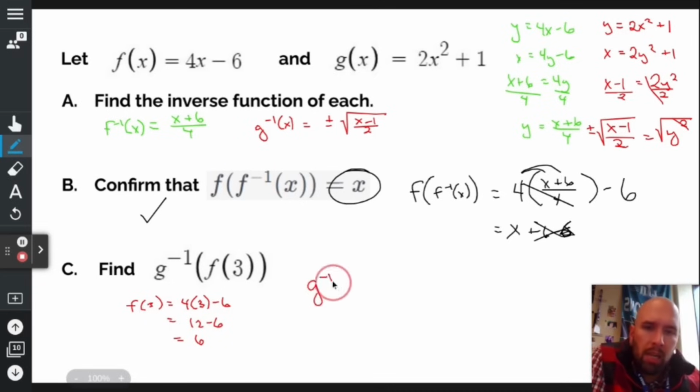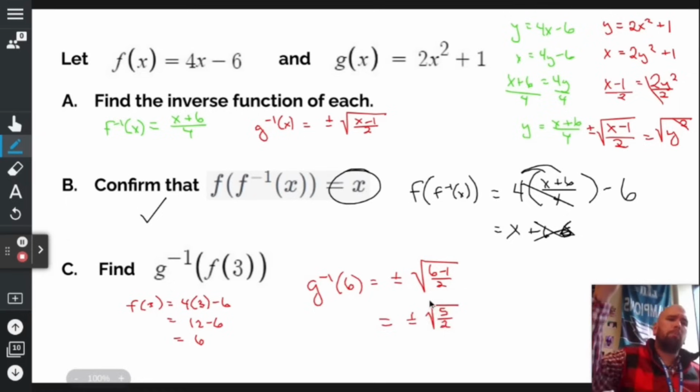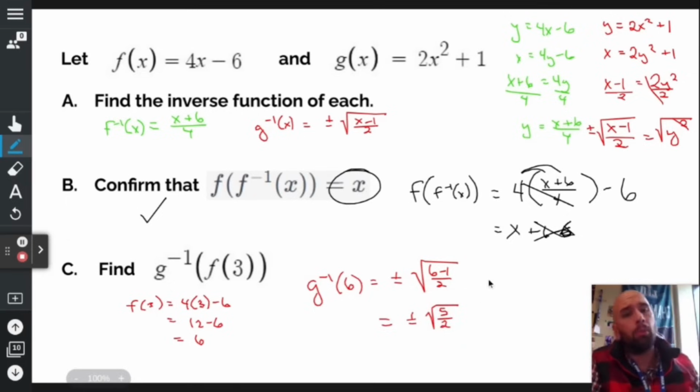So g inverse of 6 is going to have me take this guy and plug it in. Okay, so positive or negative square root of 6 minus 1 over 2 is just going to be the positive or negative square root of 5 over 2. There's not much I could do there. So yeah, that's my guy. Not pleasant. But I did the math, and that's kind of the purpose of this whole thing.